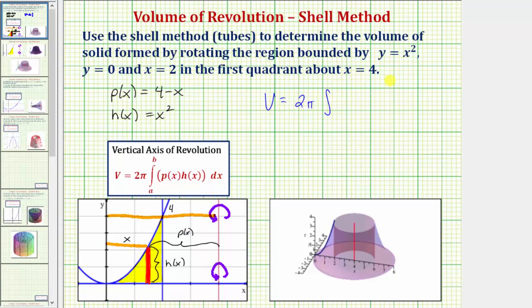Now we're integrating with respect to x. So looking at the bounded region again, notice how we're going to integrate from x equals 0 to x equals 2. So limits of integration are from 0 to 2. The integrand function, again, is p of x times h of x, which would be p of x, or the quantity 4 minus x, times h of x, which is x squared. Let's go ahead and write this as the volume V equals 2 pi times the integral from 0 to 2. Distributing, we'd have 4x squared minus x cubed. Let's go ahead and evaluate this on the next slide.